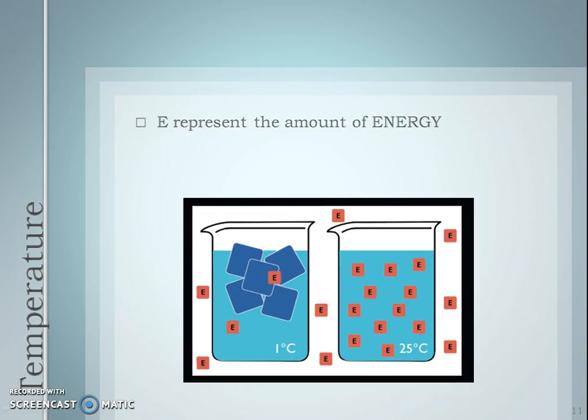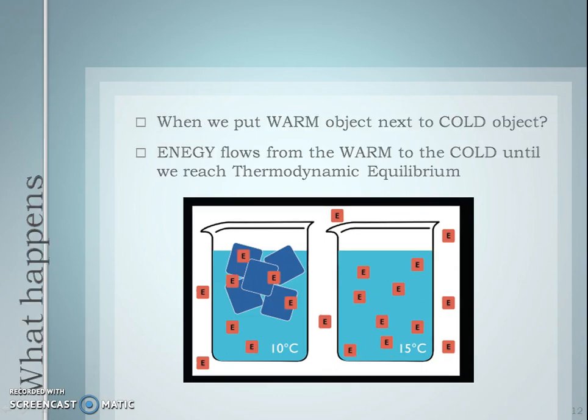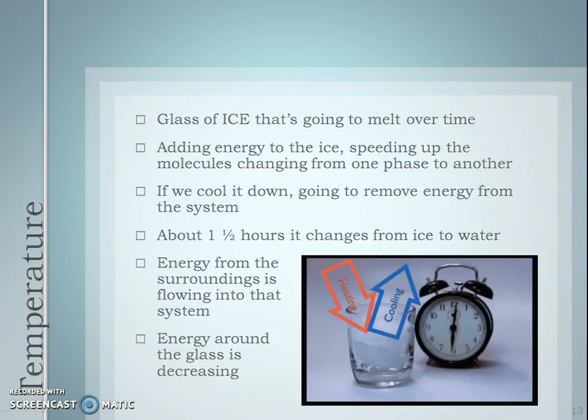So then he represented those energies with these little E squares all over the place. So of course, the 25 degrees Celsius beaker is warmer. It's going to have more energy in those molecules. Well, what happens when you put a warm object next to that cold object? You should already know this. Energy, heat, flows from warm to cold until there's a thermodynamic equilibrium. So again, here you see the two beakers of water. They've come close together, and now their temperatures are closer together as well.